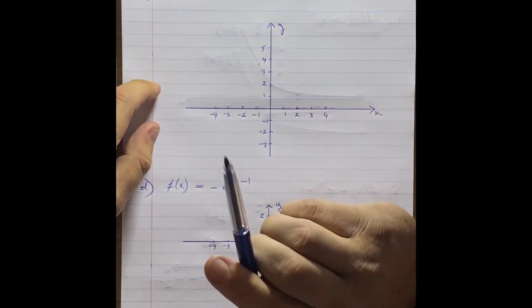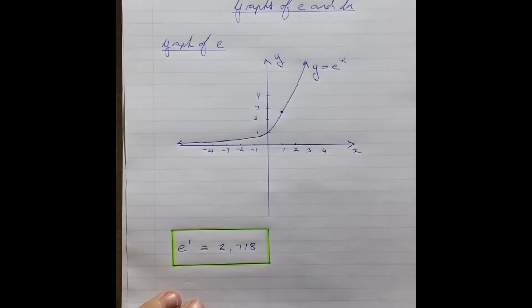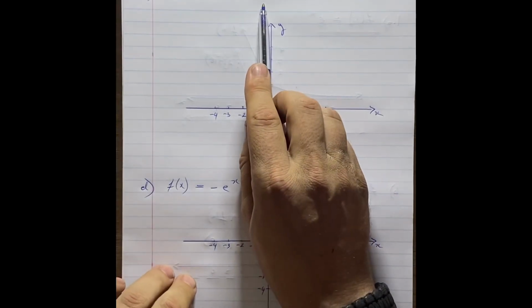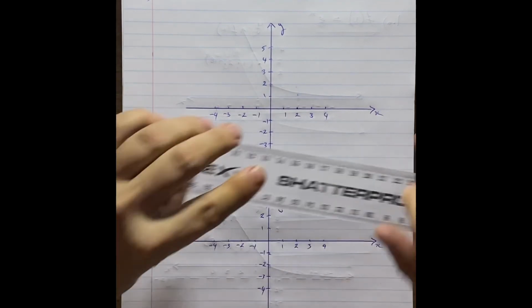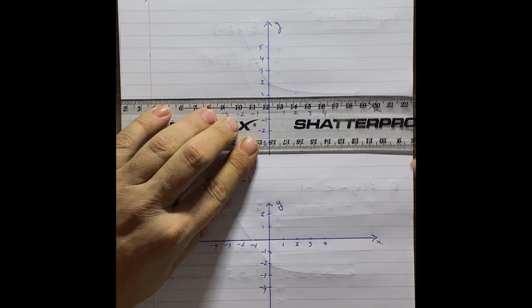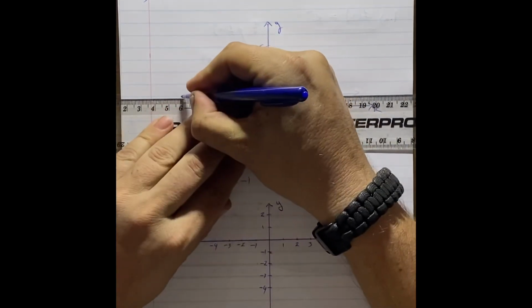So first of all, if I look at the original one, our asymptote was at y is equal to 0. We are now moving it up by 1 unit. So our new asymptote is going to go through y is equal to 1. So I'm just going to draw that in.